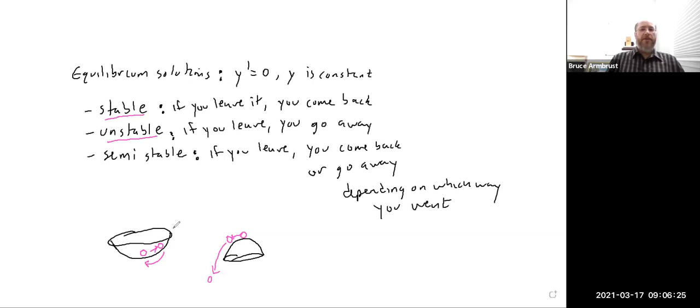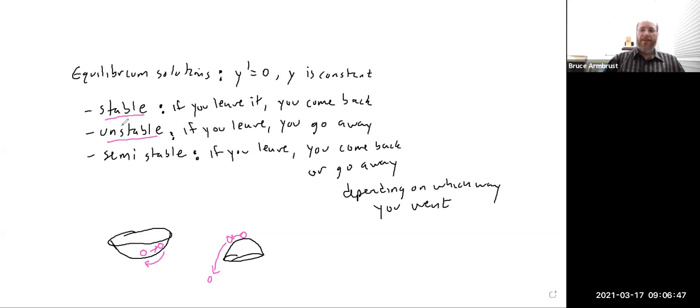So that's what I mean by if you leave it, you come back. With stable, if you leave it, you're going to return back to that initial position. If it's unstable, if you move off of it, you're going to continue to move off of it. You're going to go away. Hopefully that makes sense, stable and unstable. And then semi-stable means that it depends which way you're going.